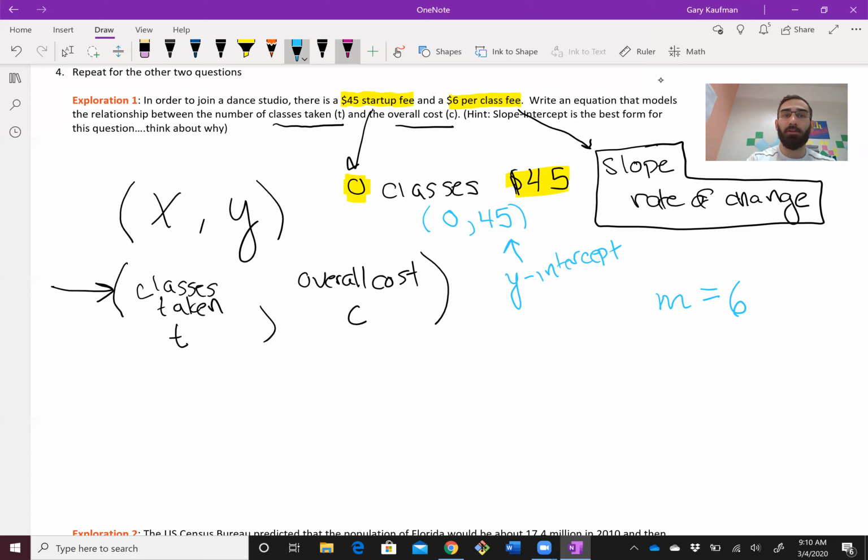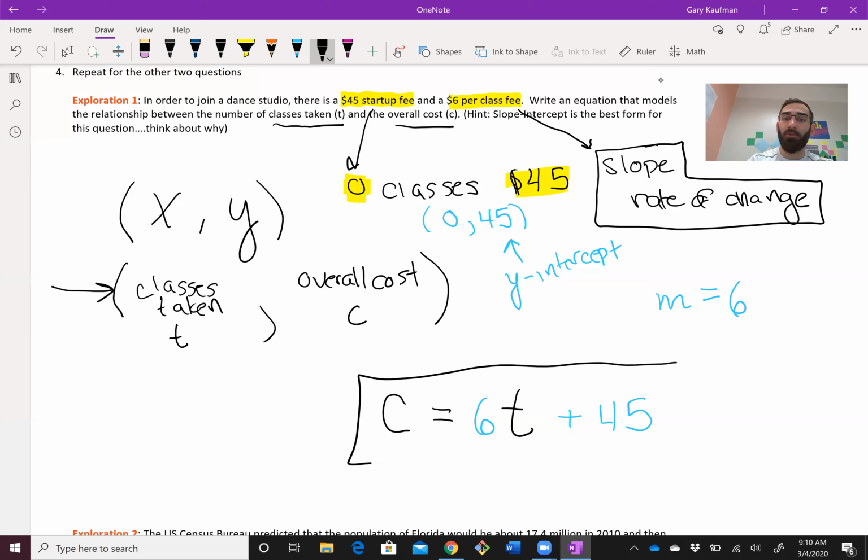So y equals 6x plus 45. Now, one thing that I forgot to do was I had told you instead of y and x to use these specific variables. So we have cost is equal to 6 multiplied by the number of classes plus 45. So the best form for this word problem was slope-intercept form. If you need to, pause this video. Otherwise, let's go on to the next exploration.